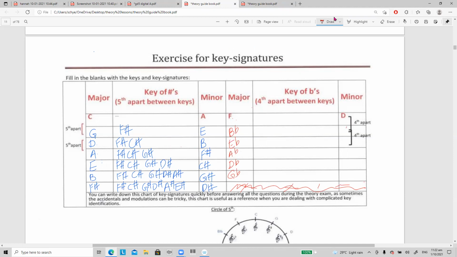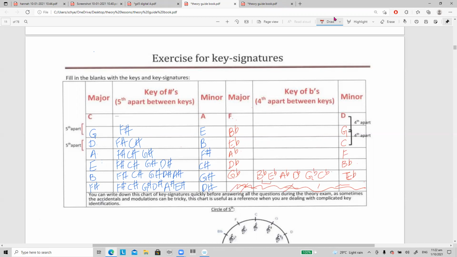D, E, F, G. So G minor. G, A, B, C, C, D, E, F, F, G, A, B. B has flat. B, C, D, E. So this is an E flat. So as usual, you draw all the flats from bottom. Big, elephant, and donkey, go cinema. So 6 flats.